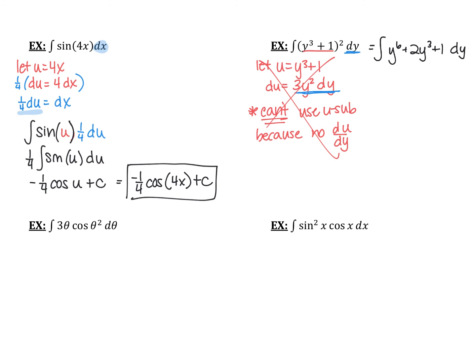This becomes a pretty easy polynomial to take the antiderivative of. So I'm going to go up a degree, divide by that degree. Go up a degree, divide by that degree. Go up a degree, add the plus c, and then simplify as much as I can. So we'd get y to the 7th over 7 plus y to the 4th over 2 plus y plus c.